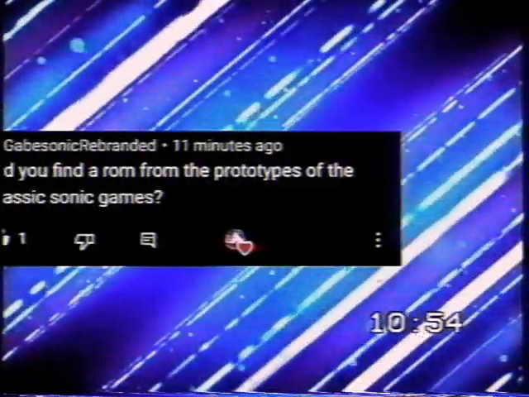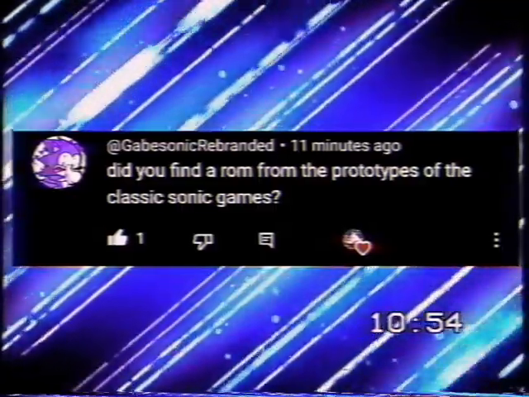So yeah, next question. Our next question is, did you find the ROM for the prototypes of the classic Sonic games? Well, you probably should have worded it a bit better, but I'm not going to judge you on that. Where do I find these prototypes is hopefully what you're asking. I go to the Hidden Palace website, or I go to cuttingroomfloor.com, one of the two, and I download the prototype I want, and play it on an emulator. That's kind of how all those work, you know?